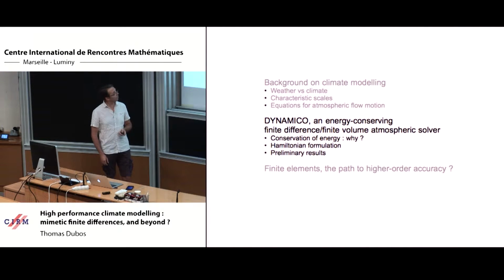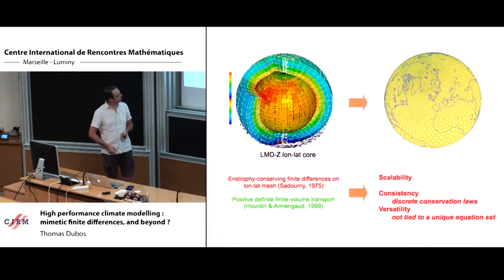So what do we do to solve it numerically? What we did before is we had a formulation of these equations in latitude-longitude coordinates, which is nice because it has a Cartesian structure. So you can do centered finite differences and easily have second-order numerics with some conservation properties.